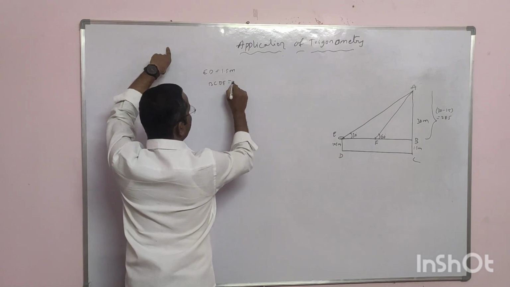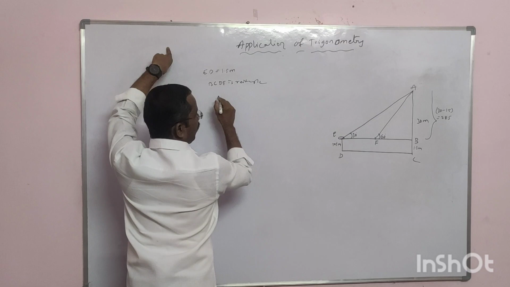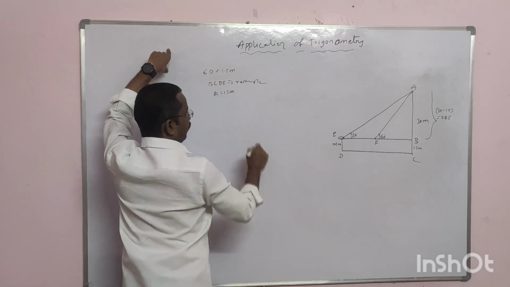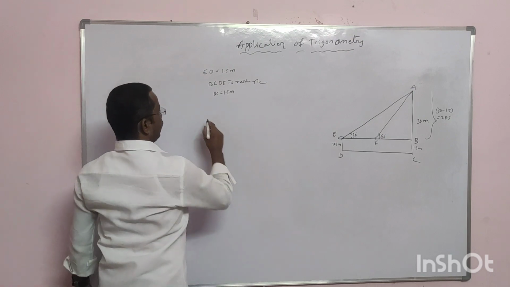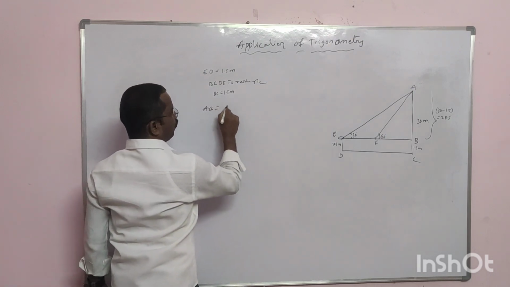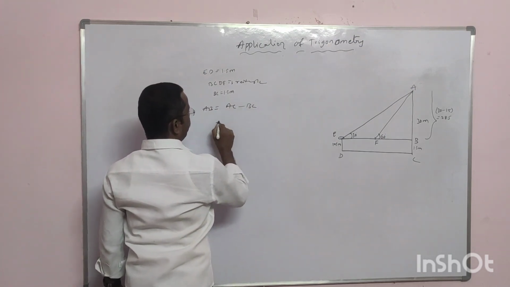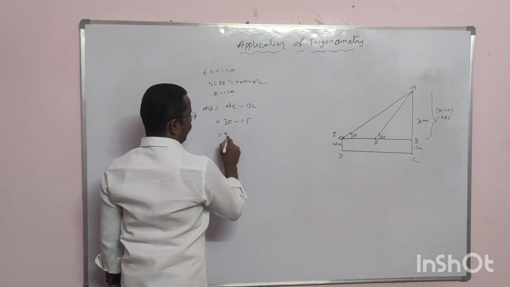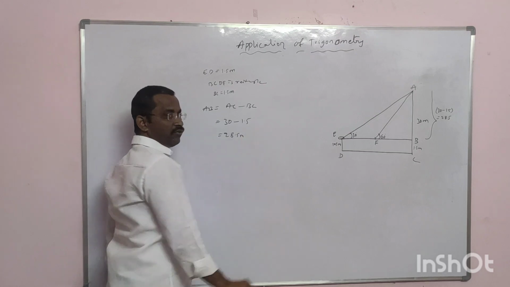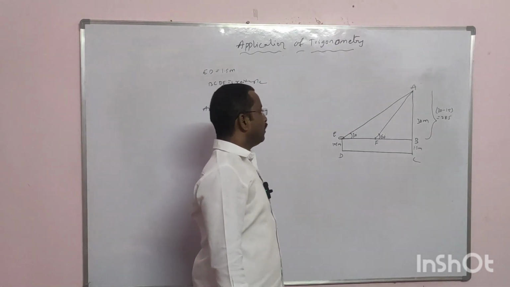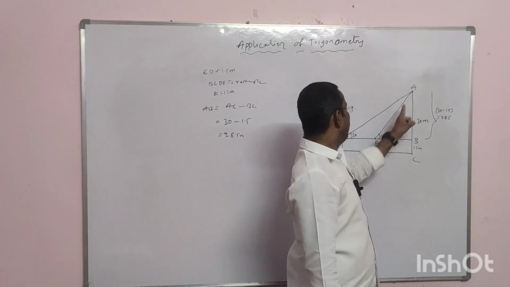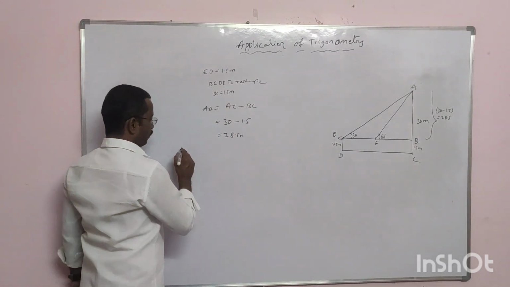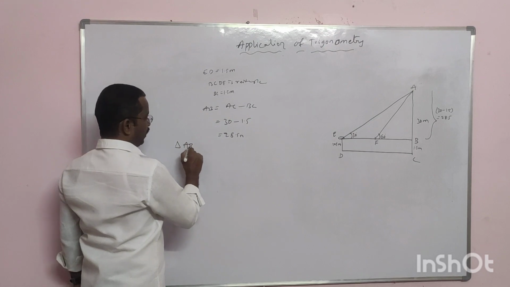BCD is which one? Rectangle. Then BC is also going to be 1.5 meter. Then AB is equal to AC minus BC. What is your AC? 30. What is your BC? 1.5. So you got 28.5 meter. Again there are two right angle triangles. What are they? ABF and ABE. Let's work with triangle ABF.